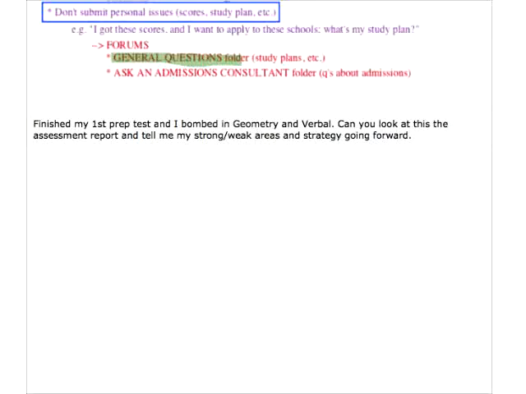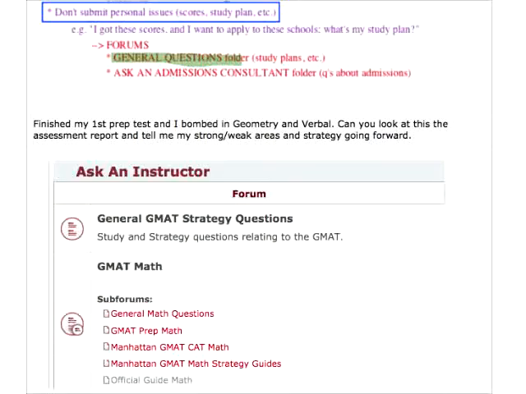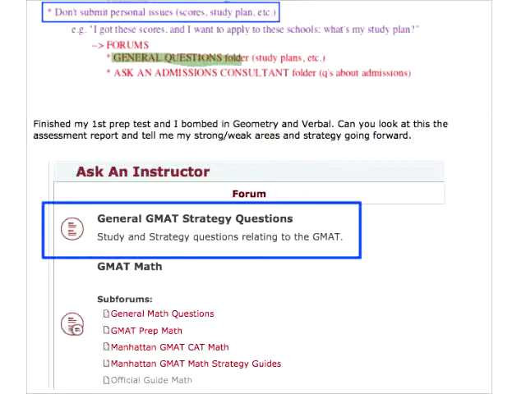That's the wrong graphic. Okay, you should post them here. General GMAT strategy questions. So when we say the general folder, this is what we mean. Study plan questions go here.